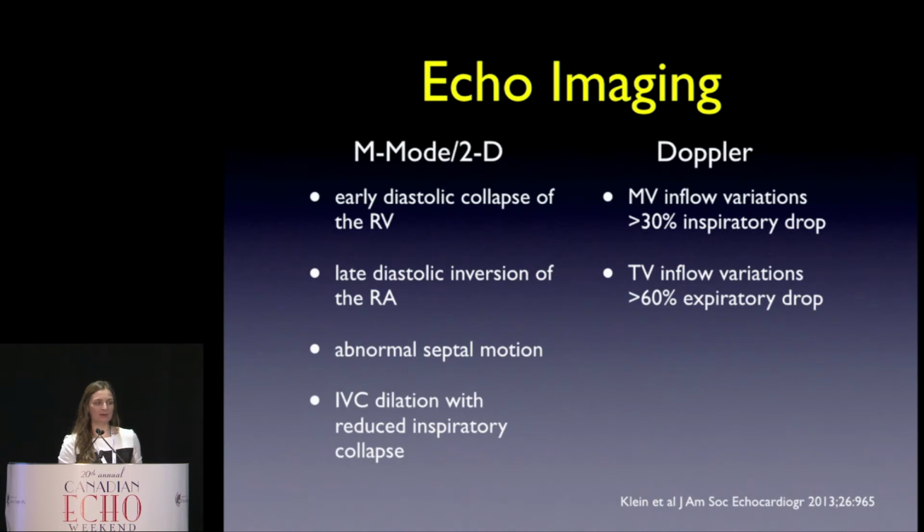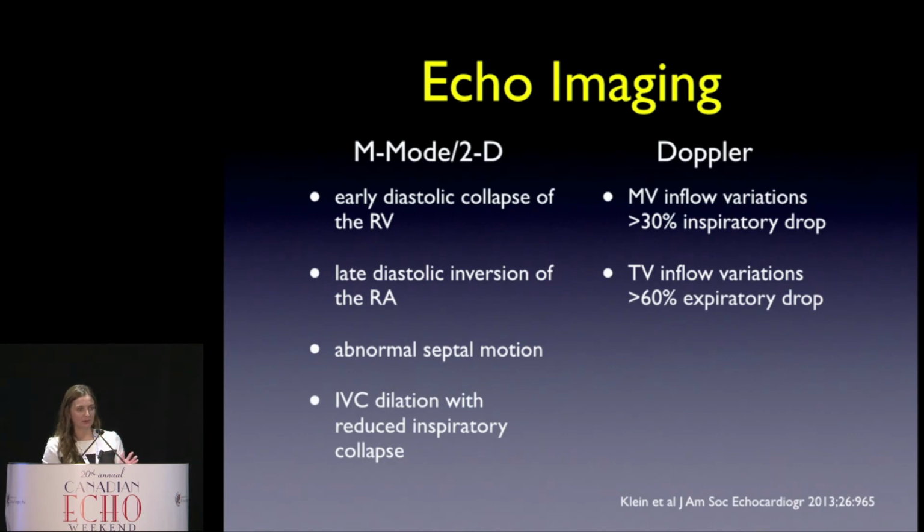So our pieces that we look at from echo, both M mode and 2D, we're going to look at early diastolic collapse of the RV, so around the T wave, late diastolic inversion of the RA, and that's a sensitive marker, and it becomes more specific if it extends throughout the cardiac cycle, greater than a third. So again, this happens when the pericardial pressure exceeds the intracavitary pressure.